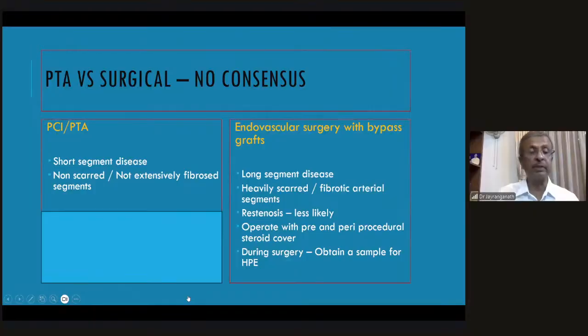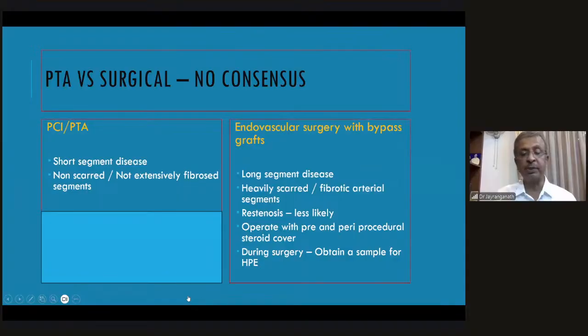Anticoagulation, yes, if there is a thrombus, as I told you in my first case, we need to give anticoagulation. PTA and PTCA are percutaneous interventions. It is a short segment disease. It is indicated in non-scarred, non-extensively fibrous segments. Endovascular surgery with bypass is still indicated where you cannot revascularize the bilateral renal arteries. We need to refer them for surgery, which is not impossible.